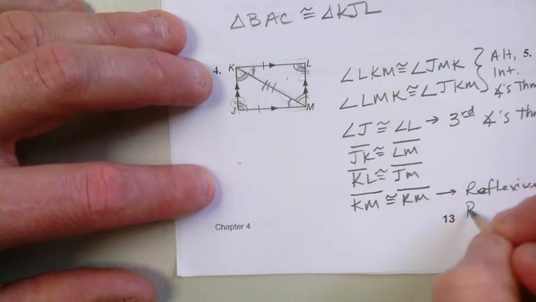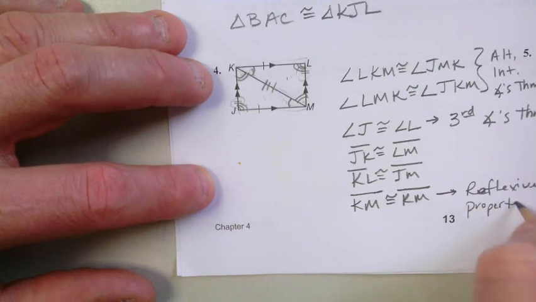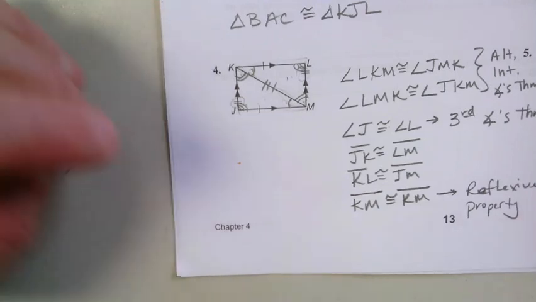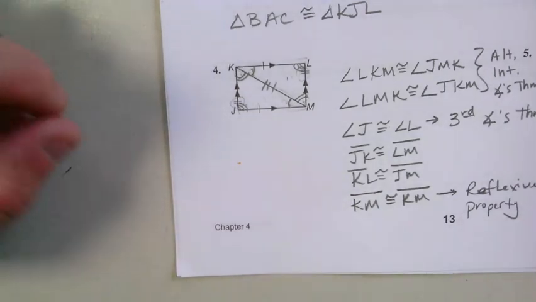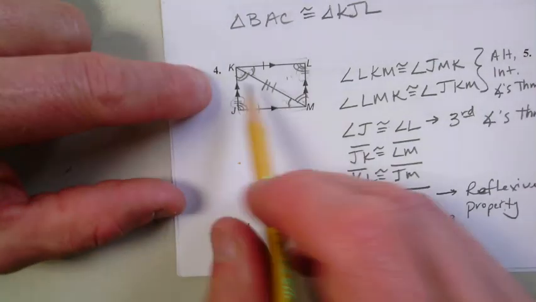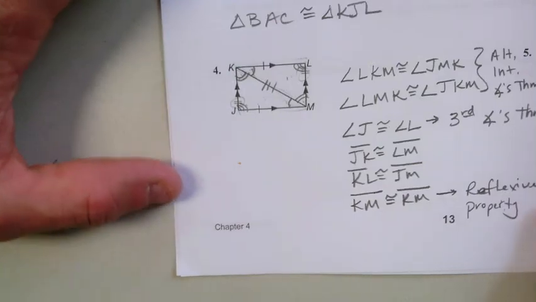If you remember the reflexive property, I told you when we went over it in chapter 2, A equals A is the reflexive property, okay? That we wouldn't use it a whole lot until we got to the proof chapter, and that's this chapter. So you'll use this reflexive property. It's shared by both triangles, okay?